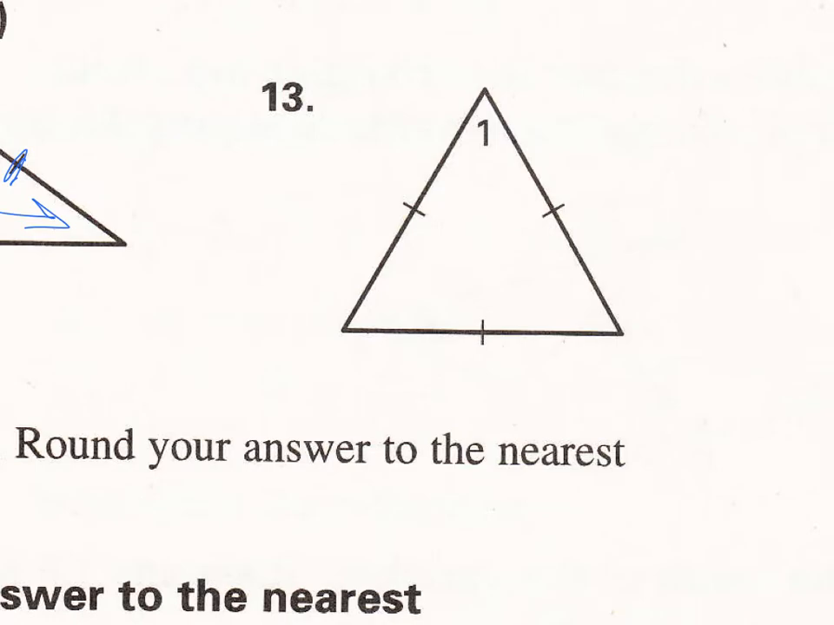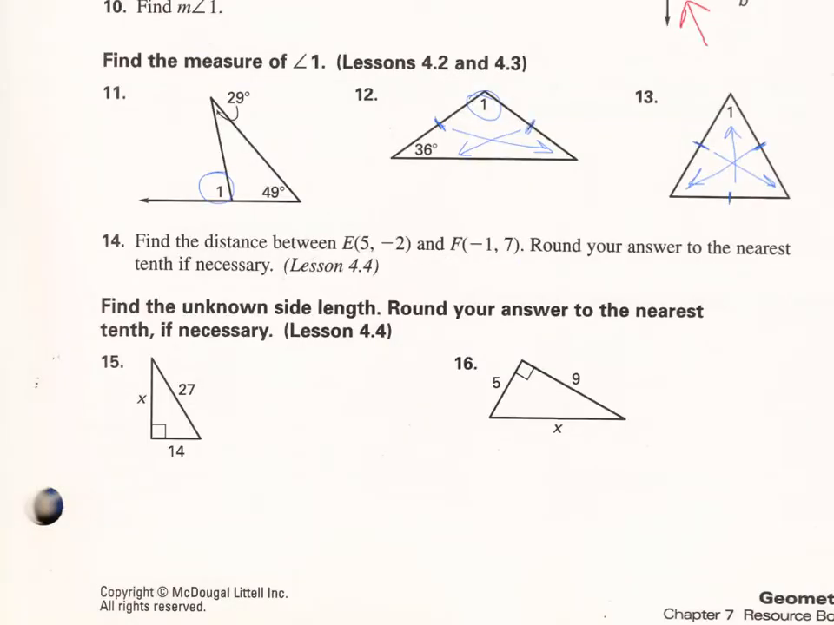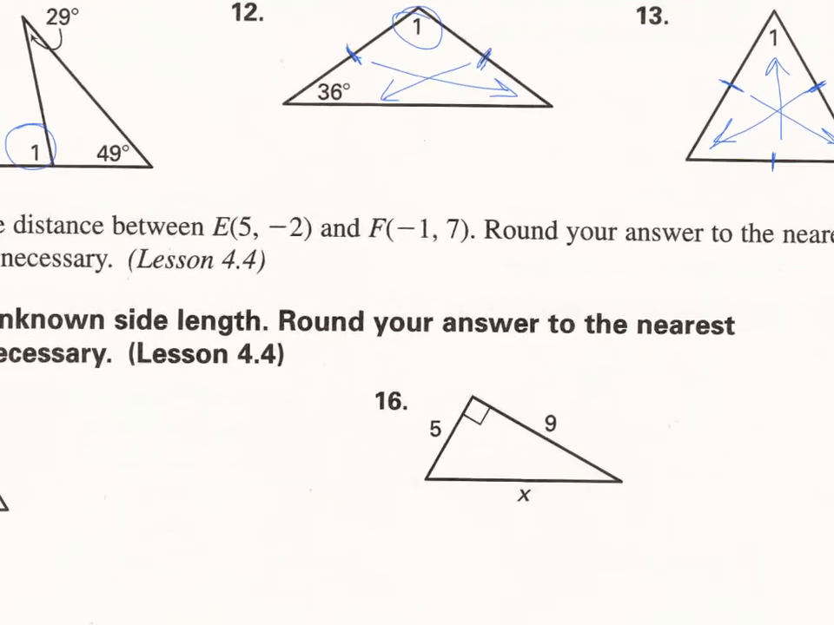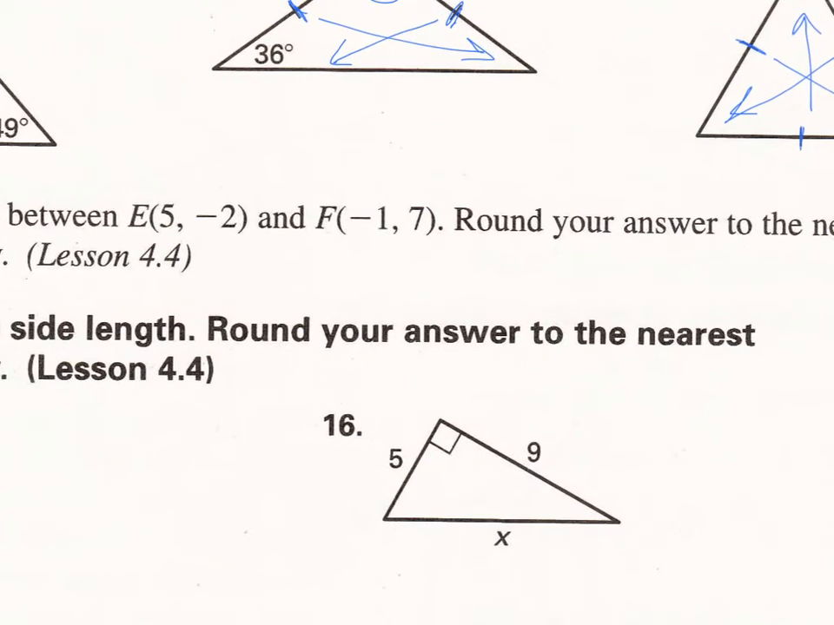13 is just like 12. You've got a single tick mark, so that means all 3 sides are equal, which means all 3 of these should also be equal. Again, if you know how many degrees there are in a triangle, it should be easy for you to figure out. Okay, for number 14, you need to find the distance when given these 2 points, E and F.